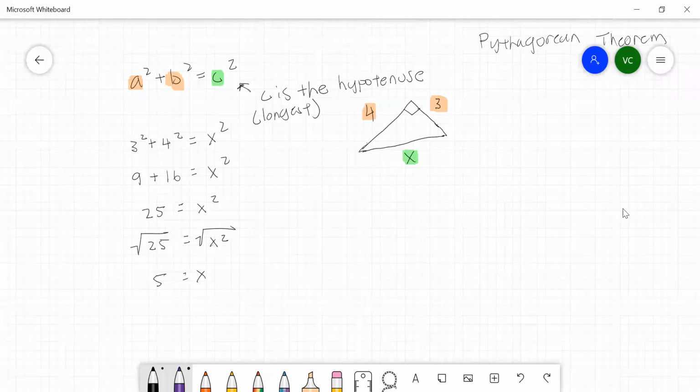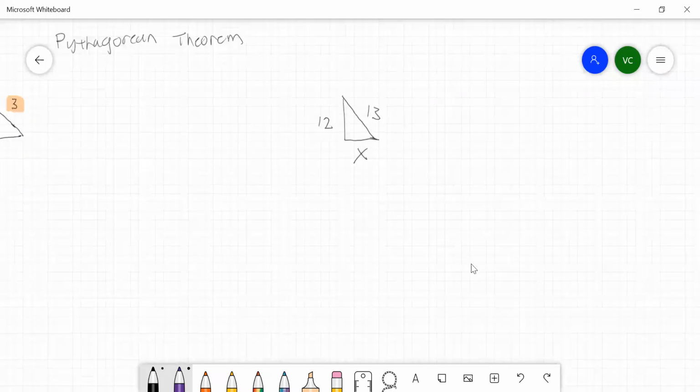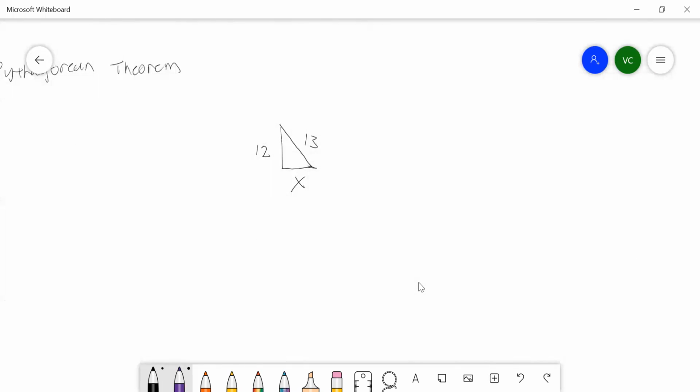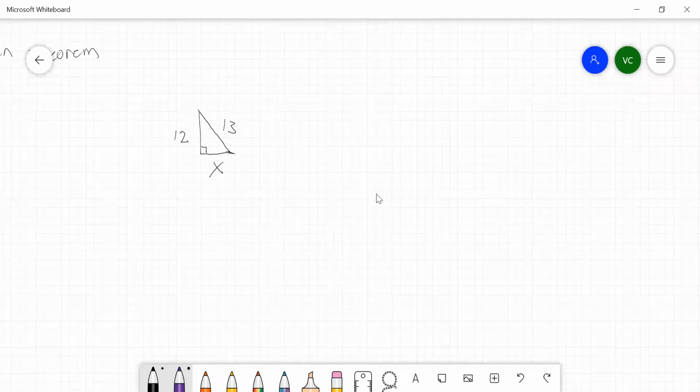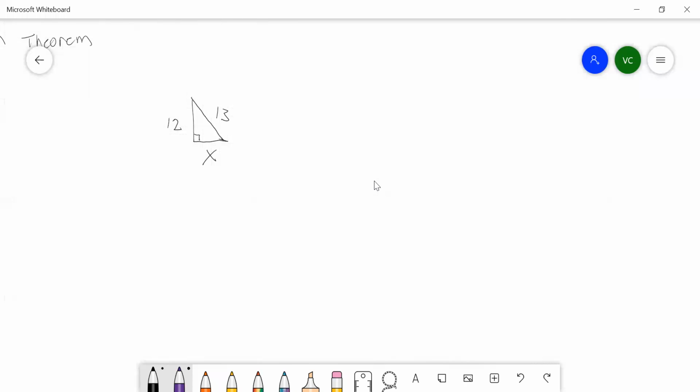Now, what happens if we're missing one of the legs? So in this one, one of the legs is missing. Okay, I'm going to write this formula. And now plug it in and see what you get. Just set up the equation. Pause the video and set up the equation. Plug in the sides.